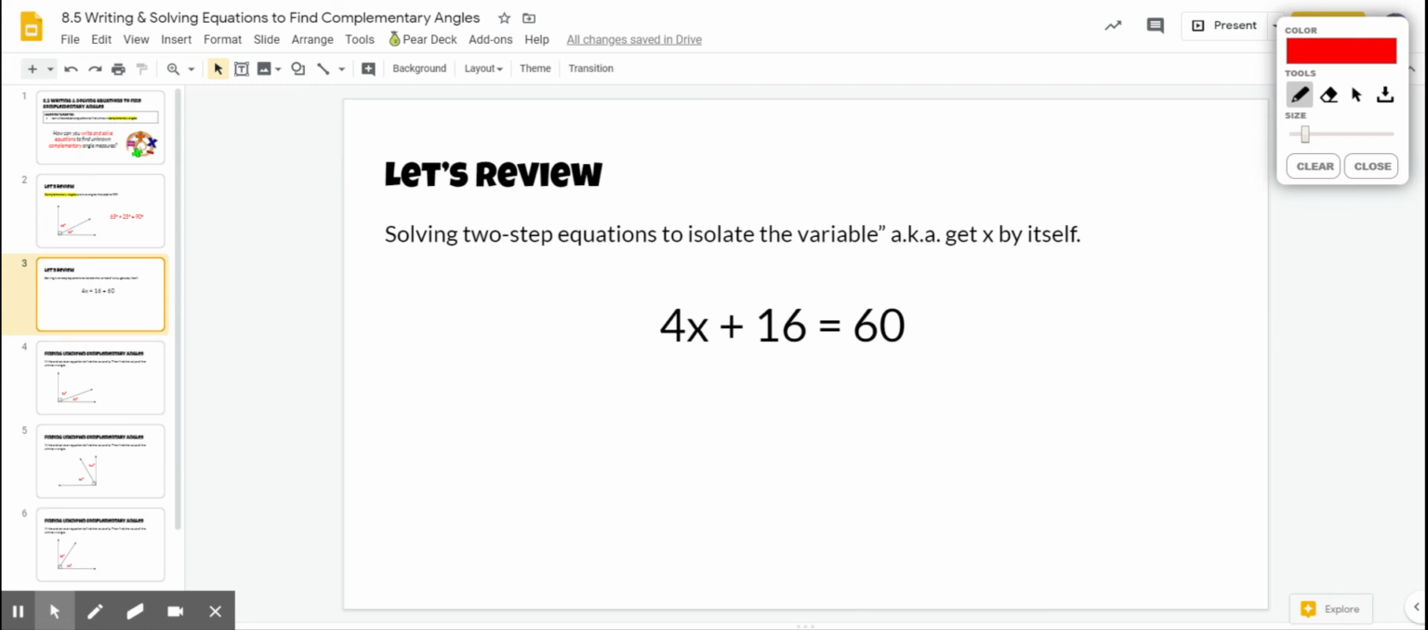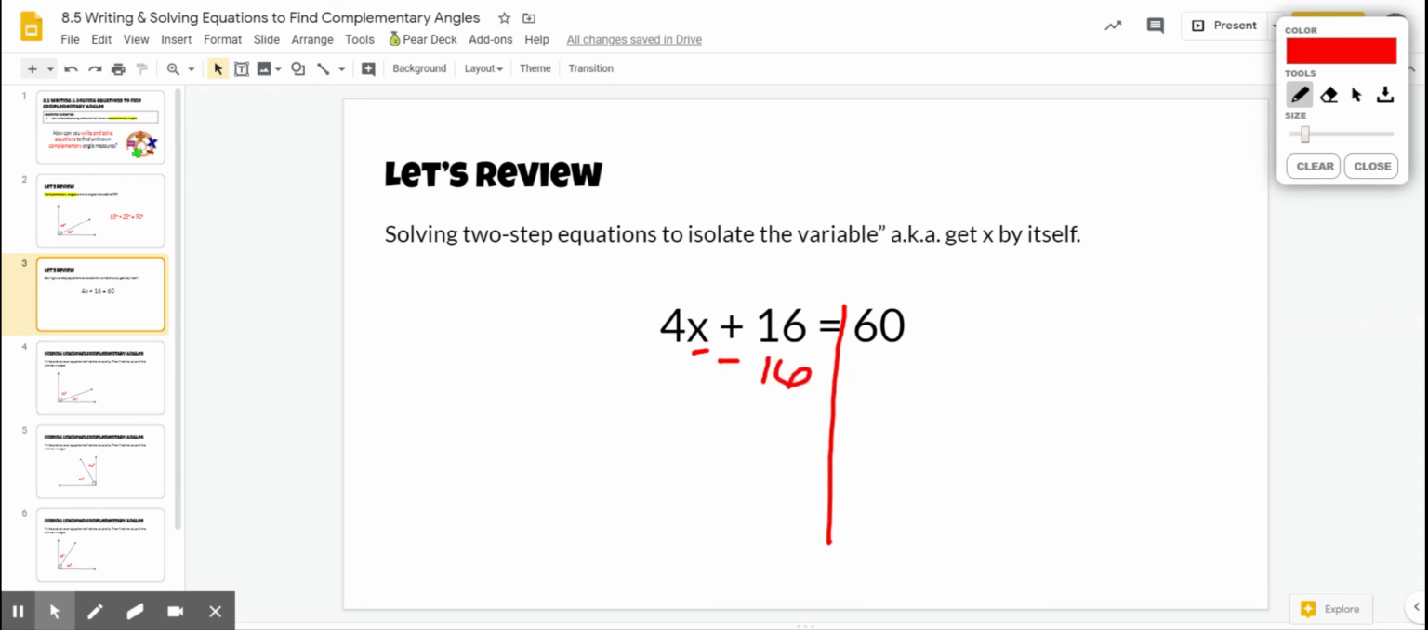So the first thing that we learned to do was to drop a line here at our equal sign so that we can keep these sides separate from one another. Our goal is to get this x by itself. In order to do that, we have to get rid of everything that's with it. So we're going to start with addition and subtraction. Because I have a plus 16 here, a positive 16, in order to get rid of that, I need to do the inverse. So I'm going to subtract 16 from this side.